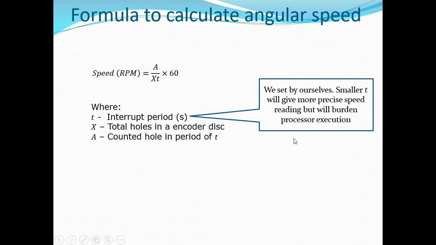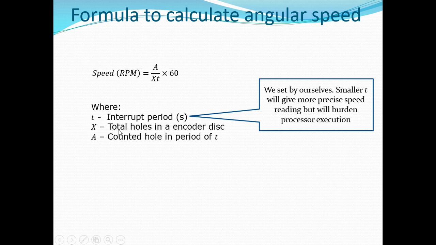Alright, how do we calculate the angular speed? This is the formula: A divided by X, times t, multiplied by 60. A represents the counted holes in a period of t. That means, let's say you want to measure 10 seconds, how many holes do you count from the photoresistor?